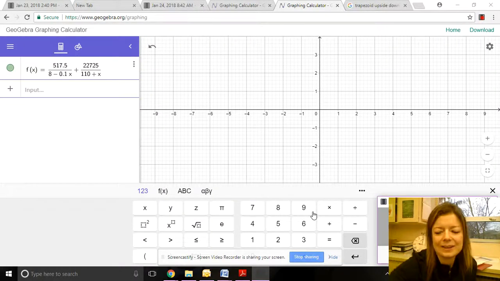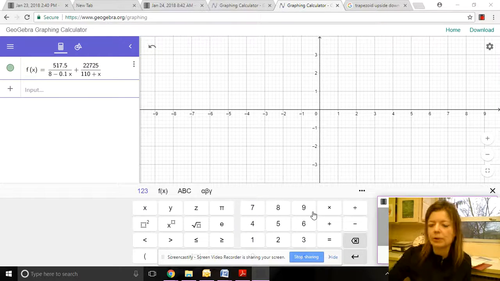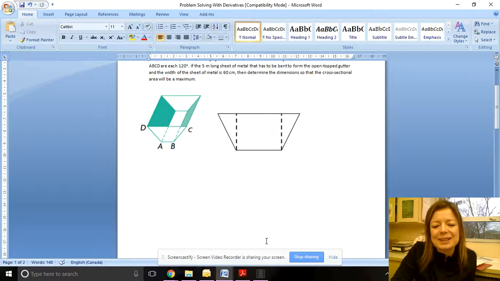Hi class. Okay, so now we're getting into two more optimization problems I'm going to work through with you. These are higher level difficulty because of the functions that have to be created. You can see I already have one set up. This is one of the functions we'll be creating. So yeah, buckle up your seatbelts. It's going to be fun.